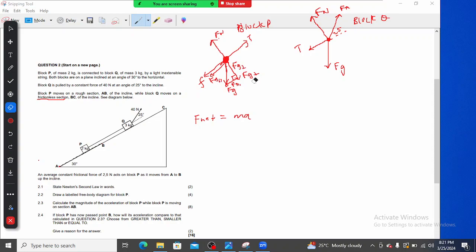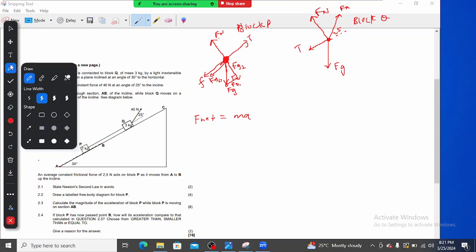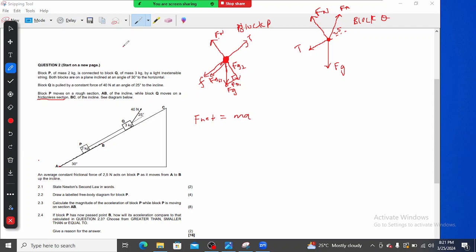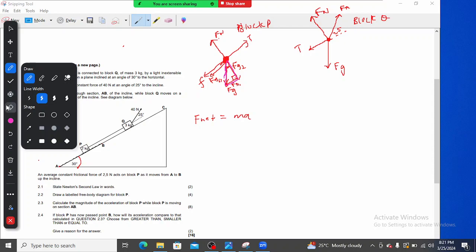So I can quickly erase this. And then the angle, which is this angle, will be here, right? So you can see that I have the right angle triangle. If I can redraw it for you, I have the right angle triangle. Can you see that? Okay, so using this right angle triangle, I can use my trig function to find the component.